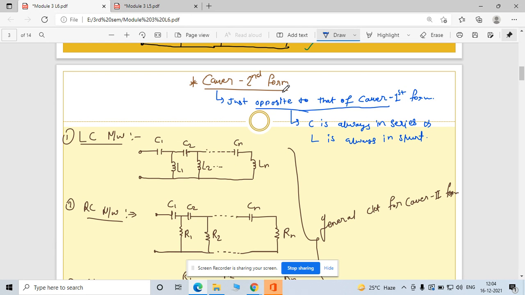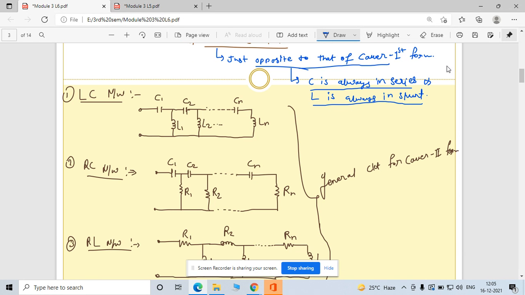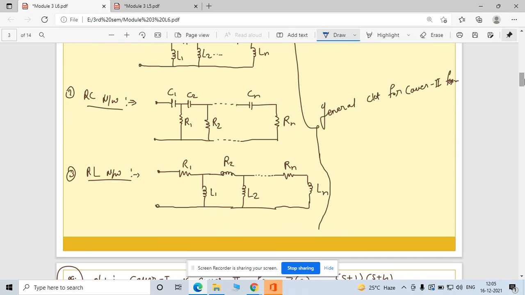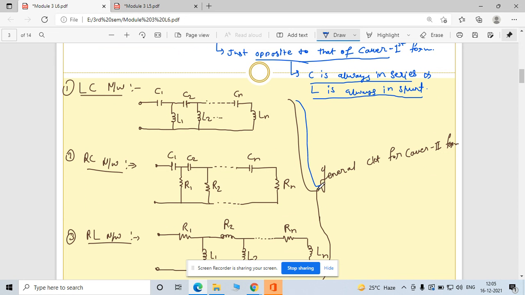Now, second, for the Cauer 2 form, it is just opposite to the Cauer 1 form, right? C is always in series and L is always in shunt. So we note that C is always connected in series and L is always connected in shunt, just opposite to your Cauer 1 circuit. So this is the standard or general circuit for your Cauer 2 circuit. C is always connected in series and L is connected in shunt.